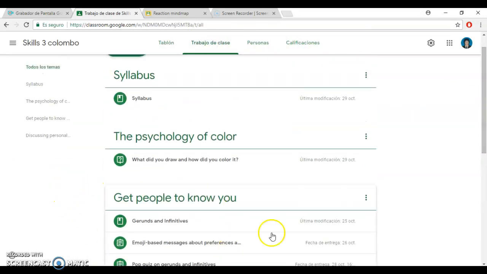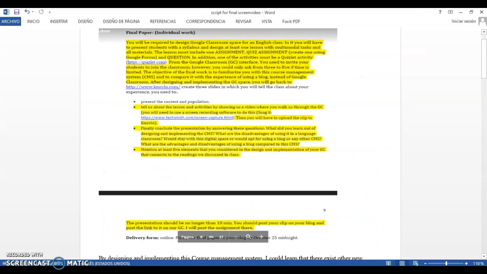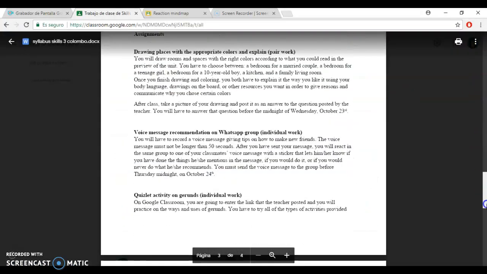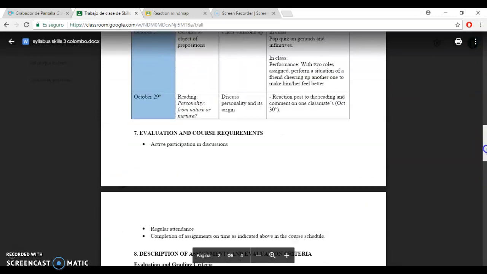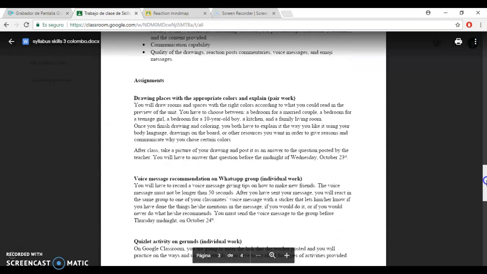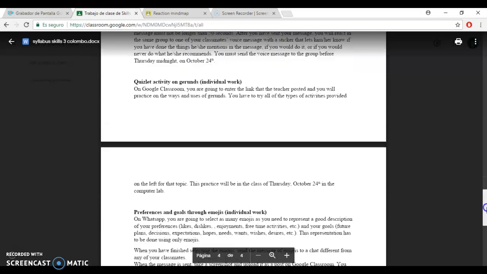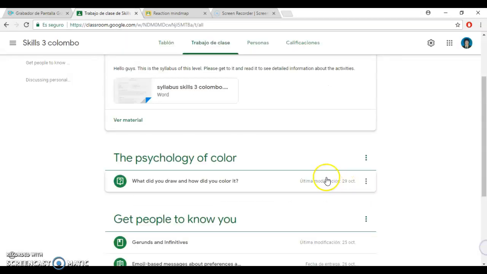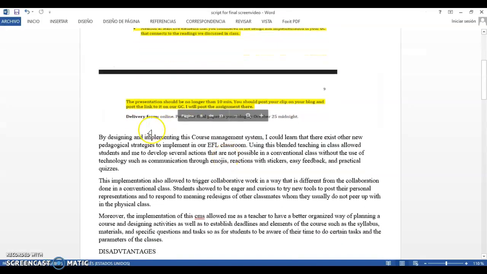I can't delve into them very specifically, but I hope the teacher pauses and reads all the activities that are in the syllabus, that I am sure are very clear for everybody. Well, now I'm going to answer some of the questions.